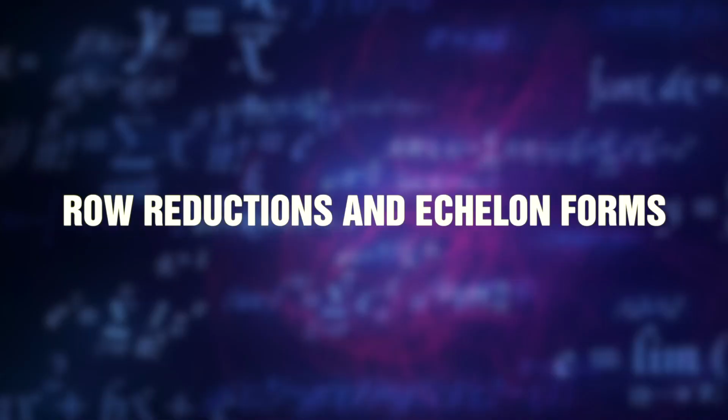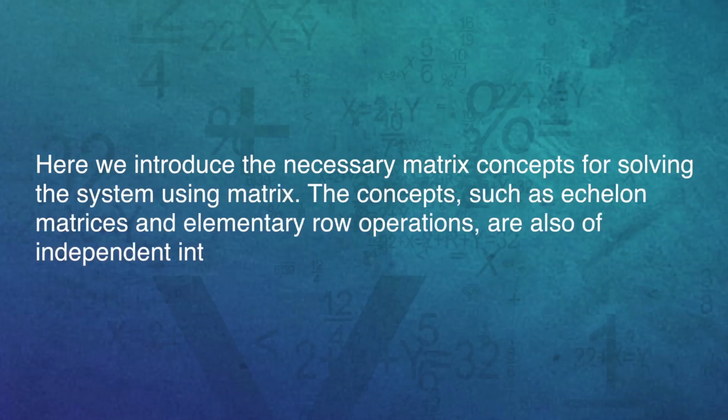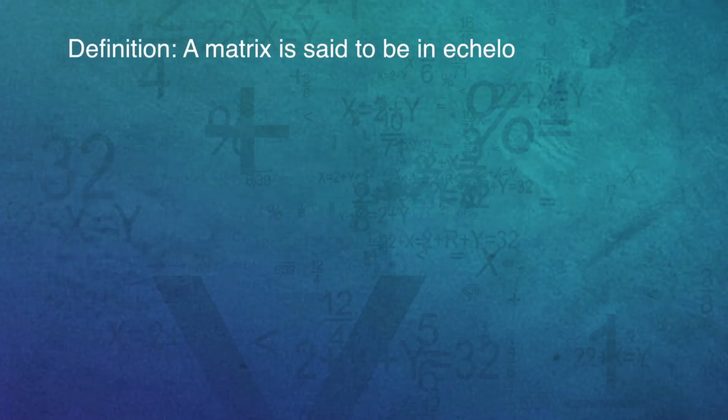Now, we shall discuss row reductions and echelon forms in a detailed manner. Here, we are going to introduce the necessary matrix concepts for solving the system using matrices. The concepts such as echelon matrices and elementary row operations are also of independent interest. We shall see a definition now.